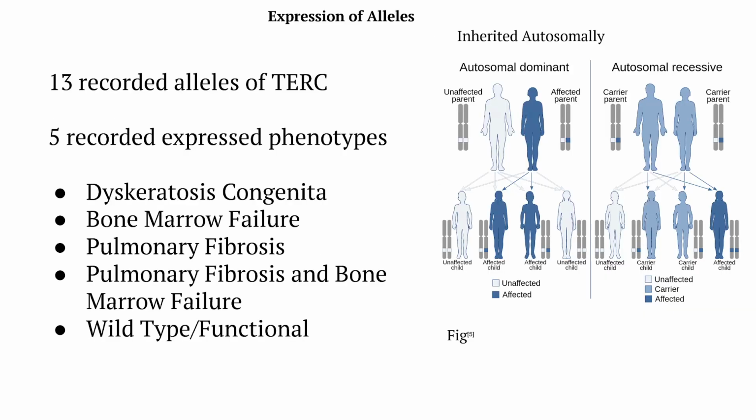Onto the alleles. The TERC gene is inherited autosomally from parents to children. I found 13 alleles for the gene with about 5 expressed phenotypes. They are dyskeratosis congenita, a type of inherited bone marrow failure, generic bone marrow failure, pulmonary fibrosis and bone marrow failure, and finally wild type, just functional.